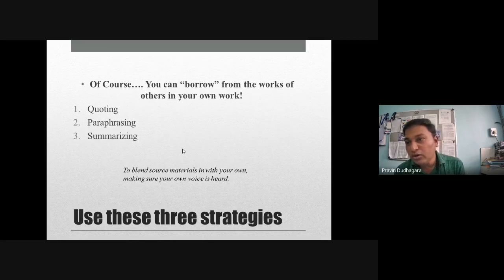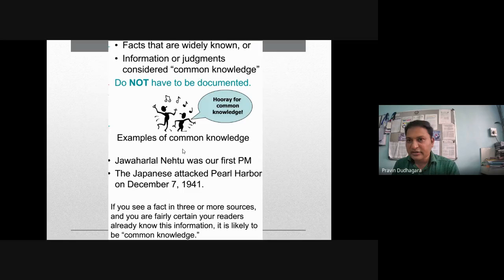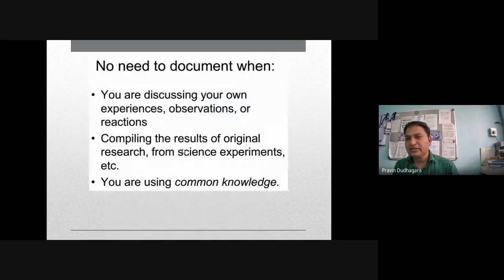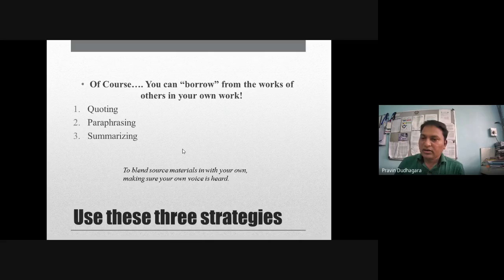Of course you can borrow from the works of others in your own work. Apart from facts, common knowledge, and your own discussion, experience and observation, when you use some other particular works, you do so by three different strategies. Either you can use a quotation, in inverted commas or single inverted commas, you can paraphrase it, or you can summarize an entire paragraph written by other authors into a few sentences. Okay, clear? So these are the three methods or strategies through which you can escape from plagiarism of the other authors.